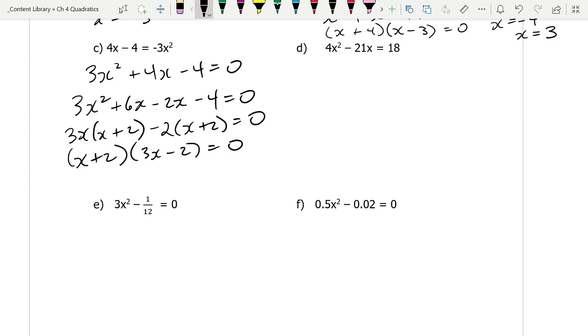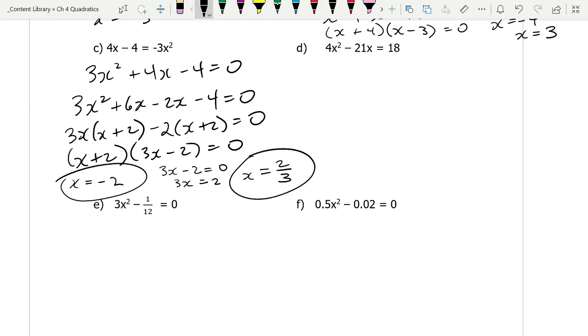And careful with this one. This is easy, right? X is negative 2. But what makes this 0? And if you can't just look at it and tell, actually make a little equation where it equals 0 and solve for x. Add 2 to both sides, and x is equal to 2/3. So my 2 answers there are negative 2 and 2/3, and yep, answers can be fractions.